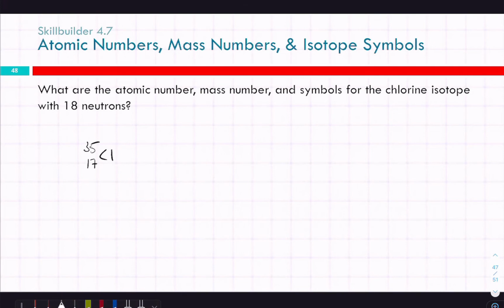And then the other way to write it, or one of the other ways. Yeah, so it could be chlorine dash 35.